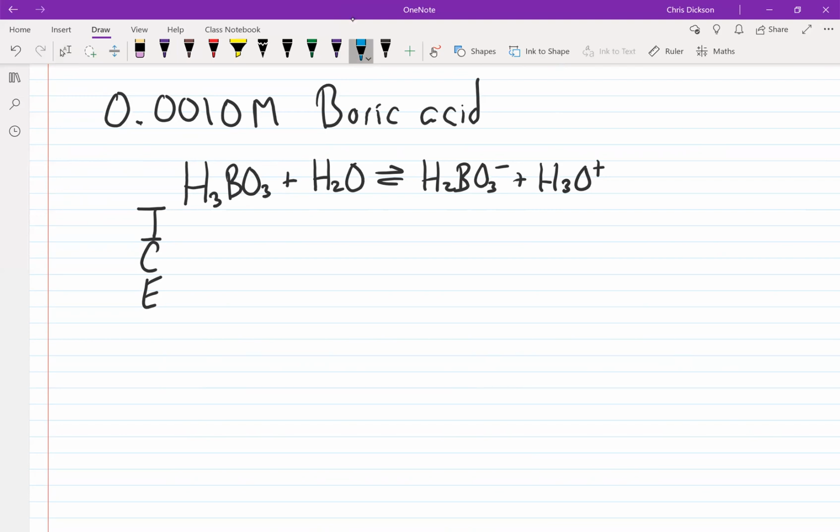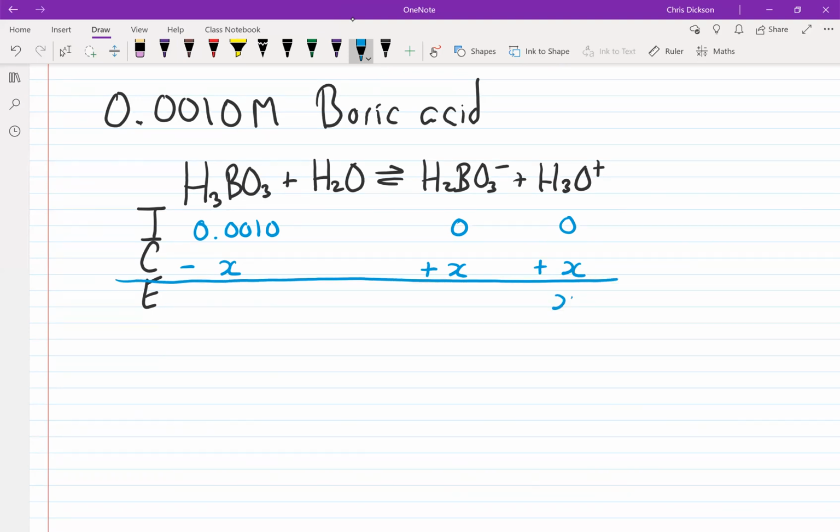Okay, so if we're back now, my initial concentration of my boric acid is 0.0010. My H2BO3 minus is 0. My hydronium is 0. And it's going to have to shift to the right. I'm going to have to make some of these chemicals. I'll lose a little bit here, gain a little bit here. And I'm going to make X, once again, the concentration of the hydronium. So that's X. And I get 0.0010 minus the X value.